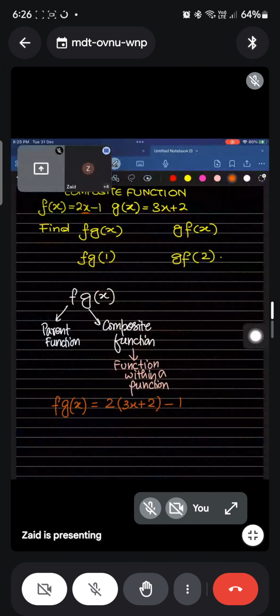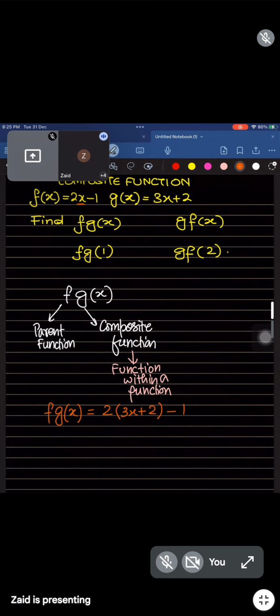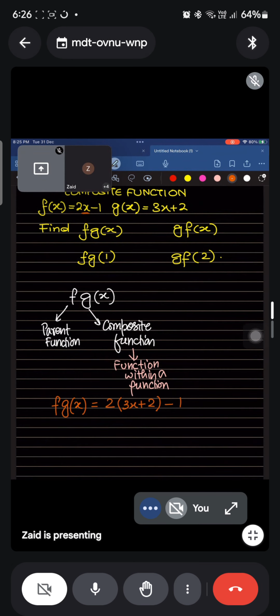So basically, a composite function is a function within a function. For instance, if you are being asked to find fg(x), f is the main function. So wherever you have got x in f of x, you have to put the value of g in place of x. So fg(x) is going to be 2 times the whole value of g(x) and then minus 1. The one which is outside is the main function, and the one which is after it is the composite function which has to be put in. Then you solve it and you're going to get 6.